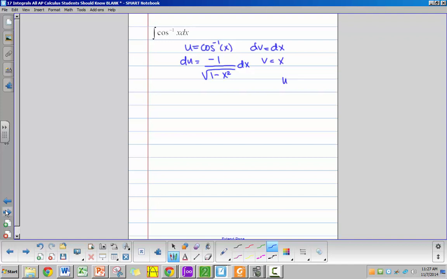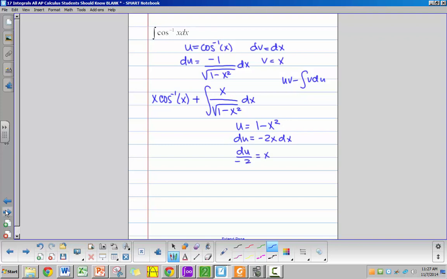Using the formula uv minus the integral of v du, we get x inverse cosine of x minus, but what happens? We've got a minus here, so that becomes a plus the integral of x over the square root of 1 minus x squared dx. And we're going to use u substitution here and say u equals 1 minus x squared. du is equal to negative 2x dx, and du over negative 2 is equal to x dx.